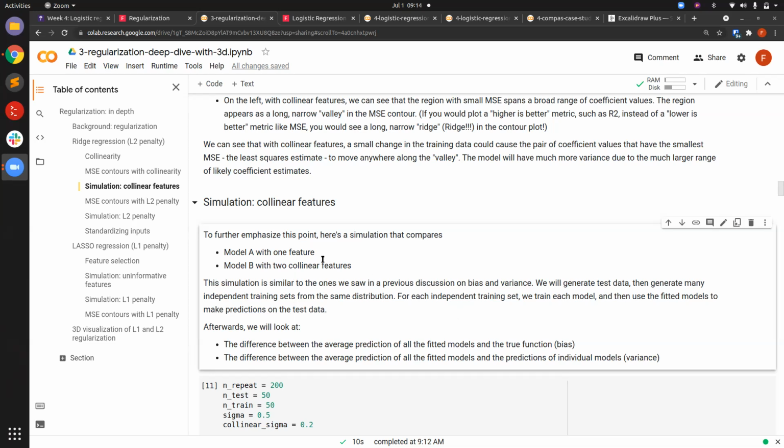Now, both of these examples, the model and the data match. So for model A, we have data with one feature and we're training a model with, let's say, W0 plus W1 X1. Model B has two collinear features and we're training a model with W0 plus W1 X1 plus W2 X2. Take another few moments to vote.